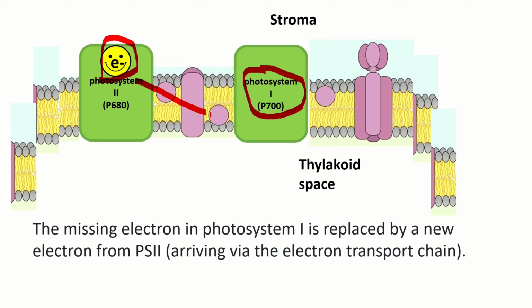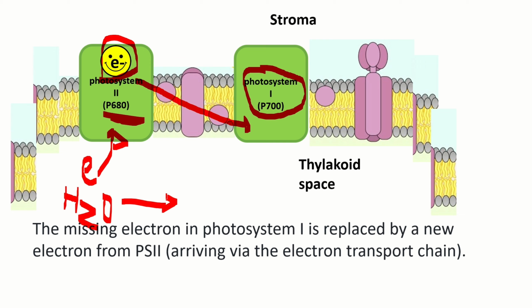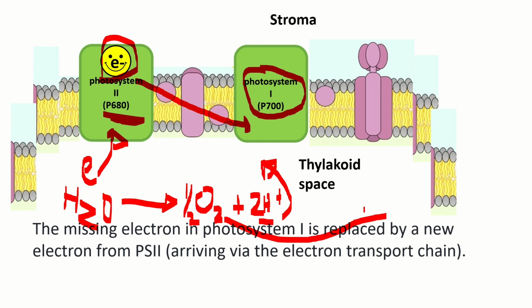And then the photosystem 2 will get its electron from water. They will split water using the sunlight or the light energy. Then they will release again oxygen to the environment and two hydrogen ions. Again, the two hydrogen ions will just float here inside the thylakoid space, and the oxygen molecule will be released through the stomata.